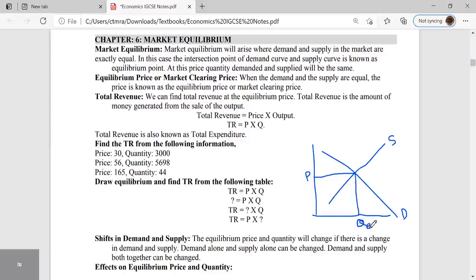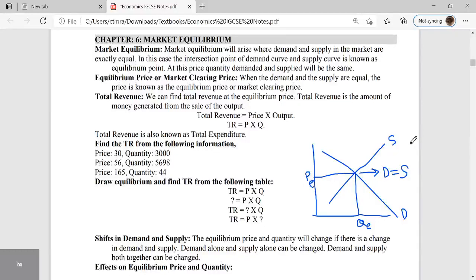Why are we saying these are equilibrium? Because the demand and supply are equal over here. That's why this is known as the equilibrium price.